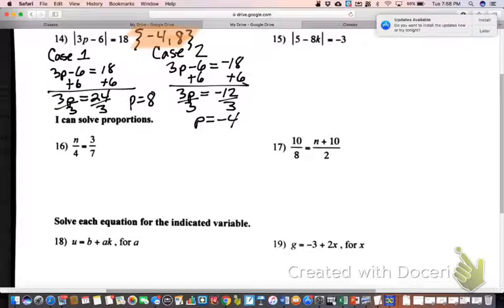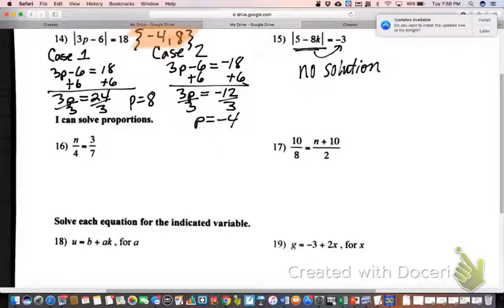Okay, number 15. I should look at 15 and know that something is wrong, because nothing can come out of the absolute value and end up being a negative 3. So this is an example of what we call, you guessed it, no solution.